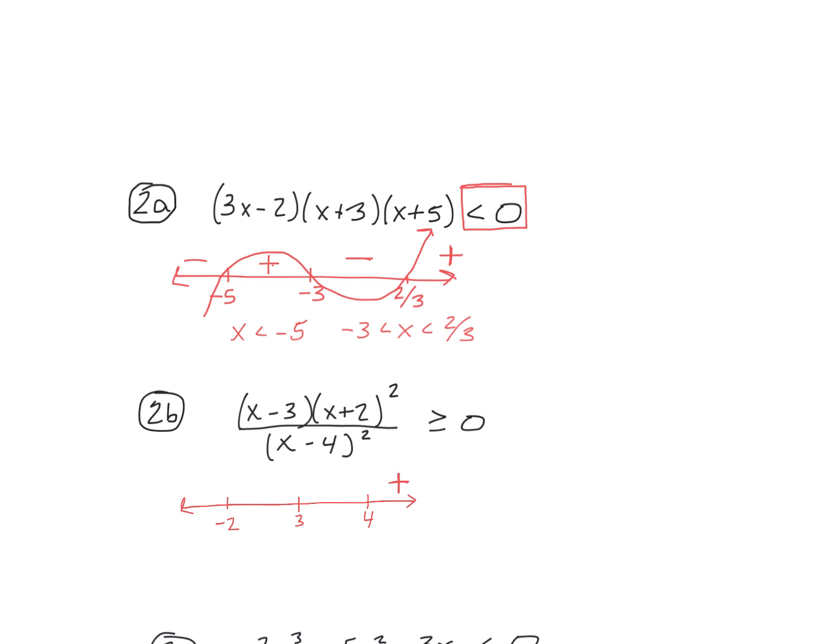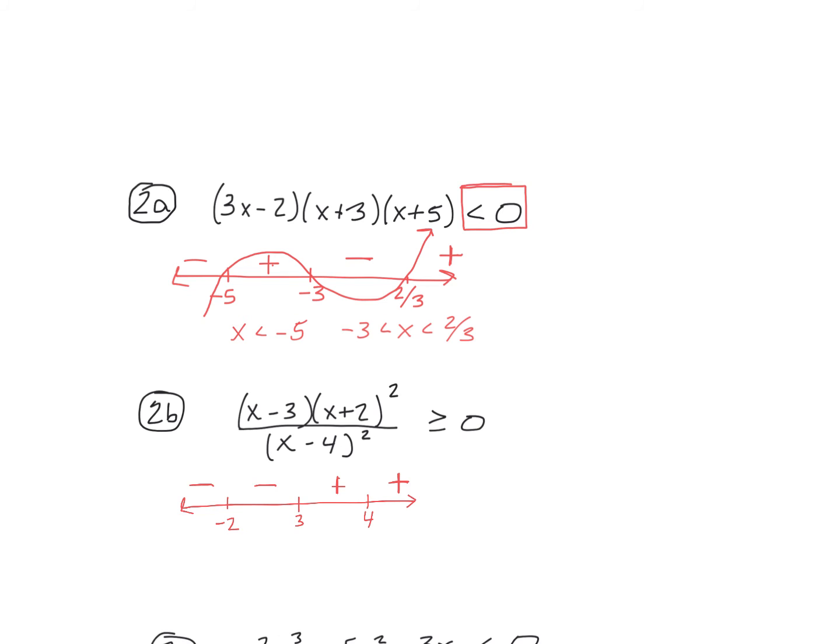Now 4 is a double root, so it will bounce here and this will become positive. +3 is not, so then it changes to negative. -2 is a double root, and so that bounces and makes it negative also. All right, most of you got that part of this correct.